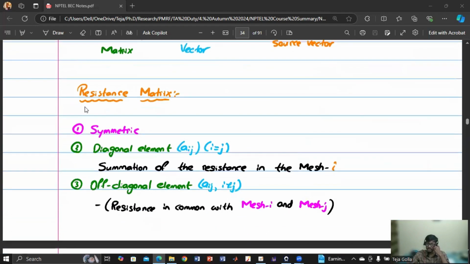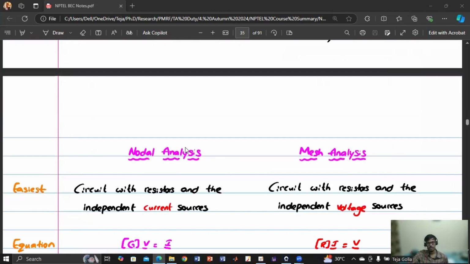And it remains the same as the conductance matrix. The diagonal elements are the summation of the resistance in mesh i. There it is the summation of the conductance at node i. And Aij here is the negative of the resistance common to mesh i and mesh j. There it is the negative of the conductance between node i and node j. So both are more or less the same.